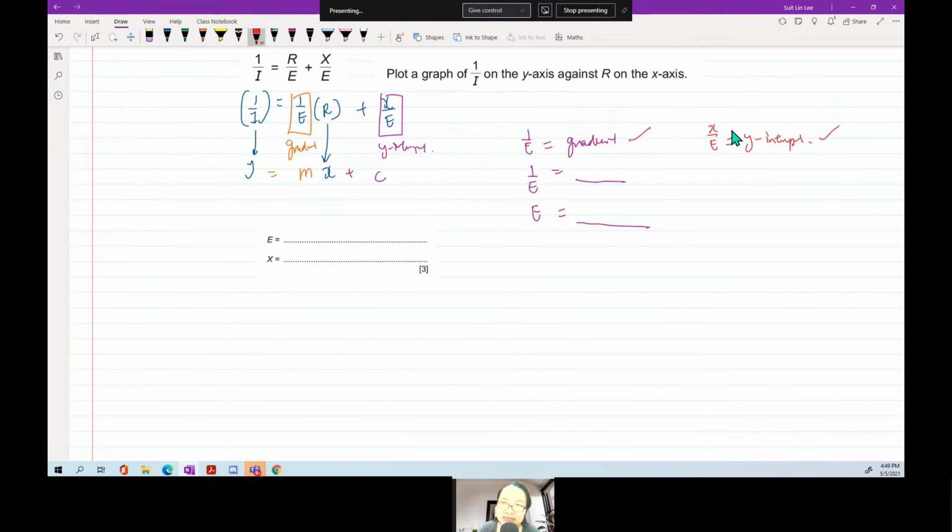So always start from this line. Then you substitute your values in. What is your E? You found E already, you put inside here, lor. Y-intercept you found on top, you put inside here, lor. Then you can find your X. Okay, and then make sure you know how to write your units.